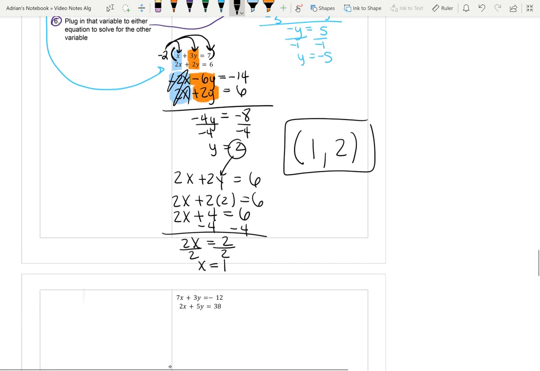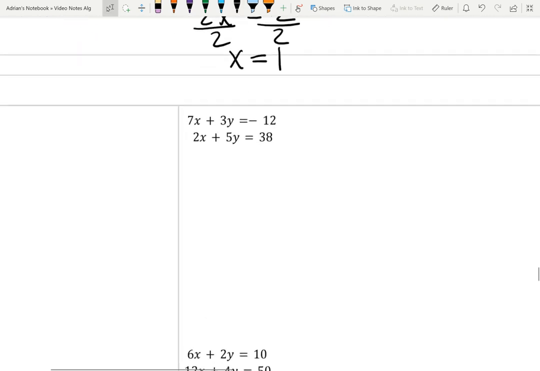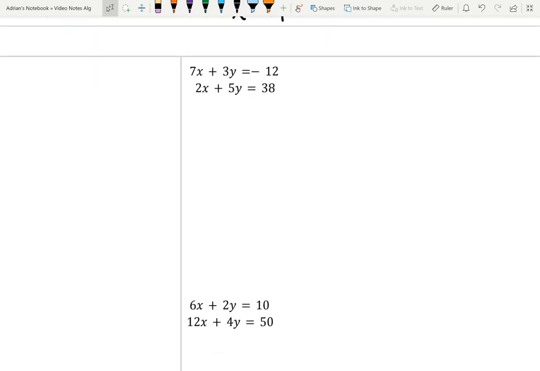Okay, on this next one, we're going to take it one step more difficult. So let's first look at this. So let's see, we have 7x and 2x. Those definitely don't become 0. And then we have 3y and 5y. Again, those definitely do not add to 0.